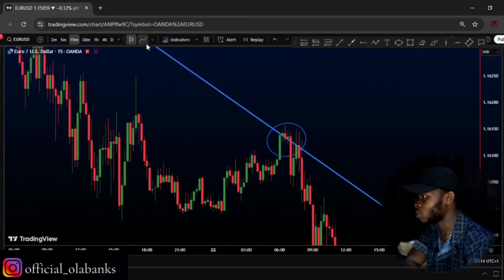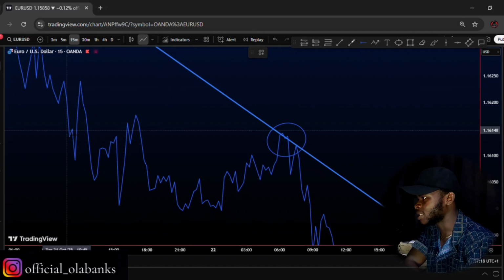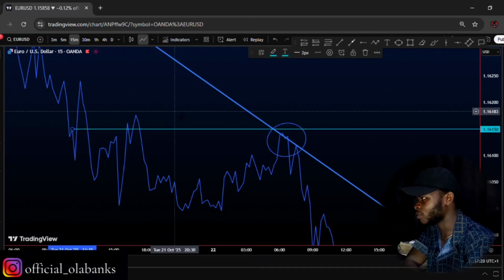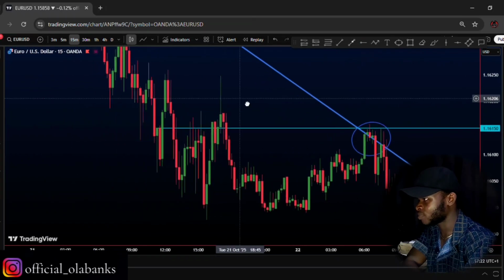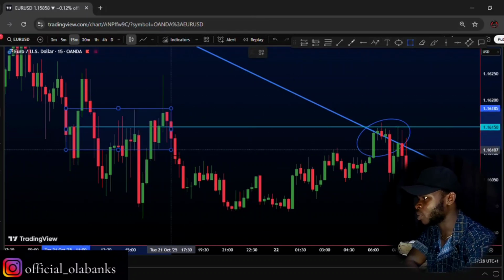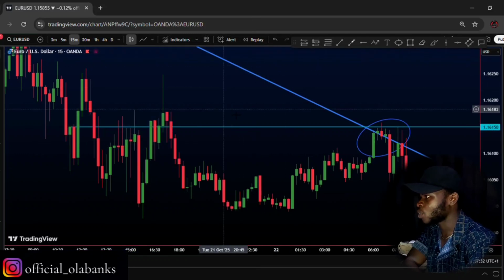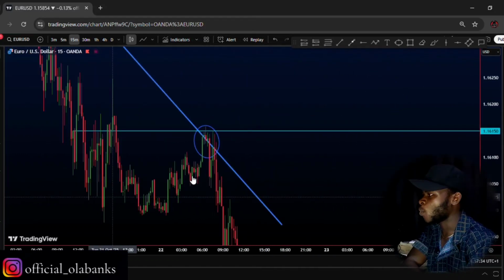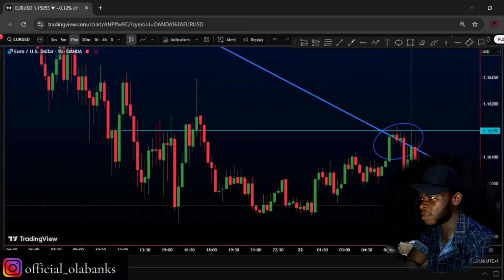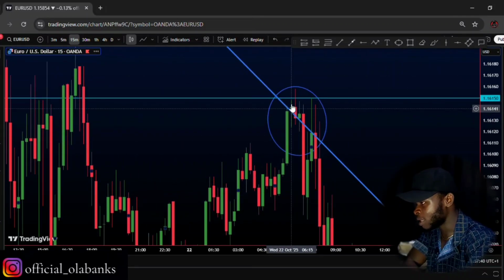I went to my line chart and marked this out. You feel me? There were major touches here, major touches from here like this. There were major touches here. That's why I marked that place out. So that's how I got my possible reversal level. Now it tallies with my trend line. It does tally with my trend line.